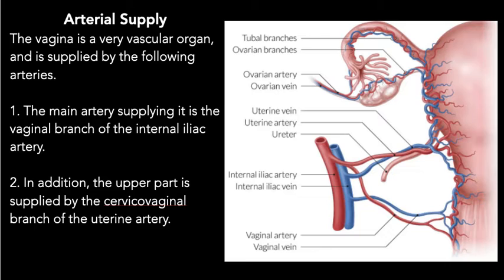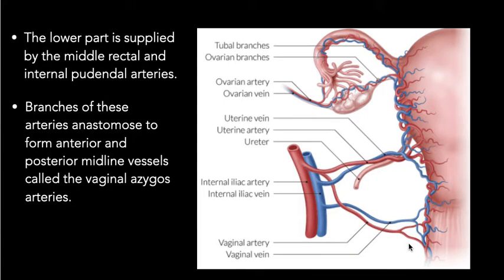The arterial supply. The vagina is a very vascular organ. The main artery supplying it is the vaginal artery, which comes from the internal iliac artery. In addition, the upper part is supplied by the cervicovaginal branch of the uterine artery. This is the uterine artery. The lower part is supplied by the middle rectal and the internal pudendal arteries. Branches of these arteries anastomose to form the anterior and posterior midline vessels called the vaginal azygos arteries.